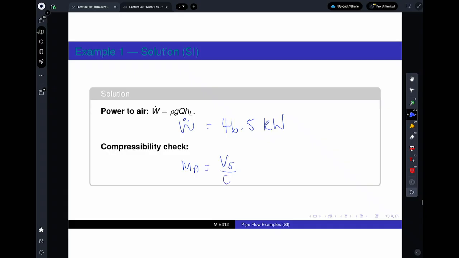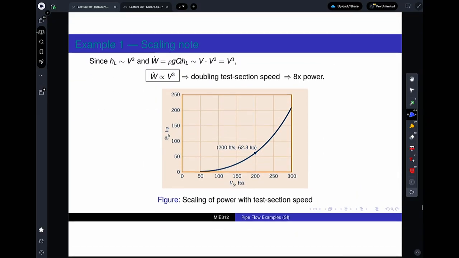V5 divided by C is approximately 0.18, which is less than that magic number of 0.3 where we worry about compressibility. And so if we don't have to worry about compressibility, everything sort of works out. We don't have to take a new look at this because continuity gets a little bit more hairy. Really quickly, there you go. Head loss as a function of velocity is shown here, so you can see how it changes.